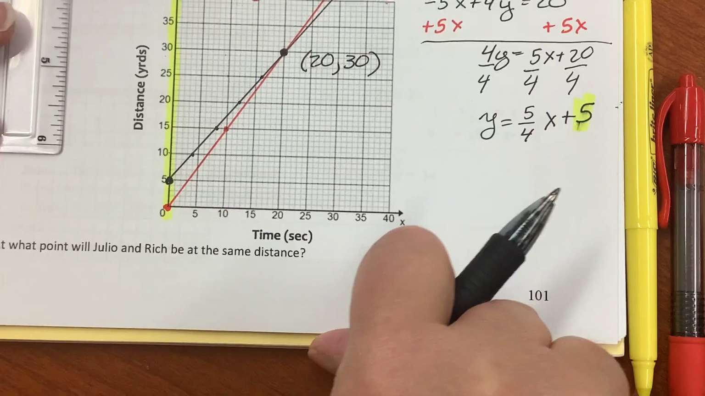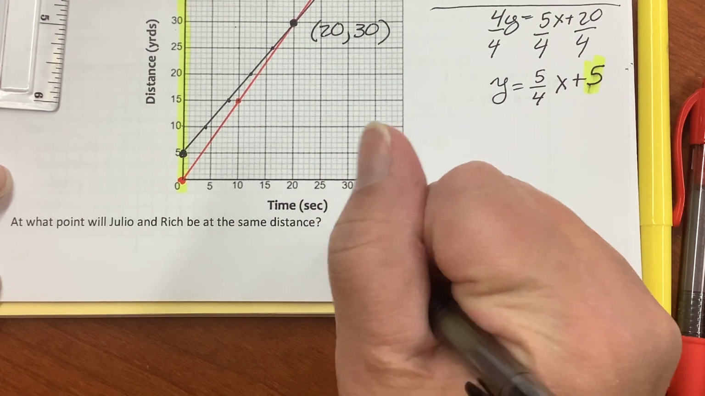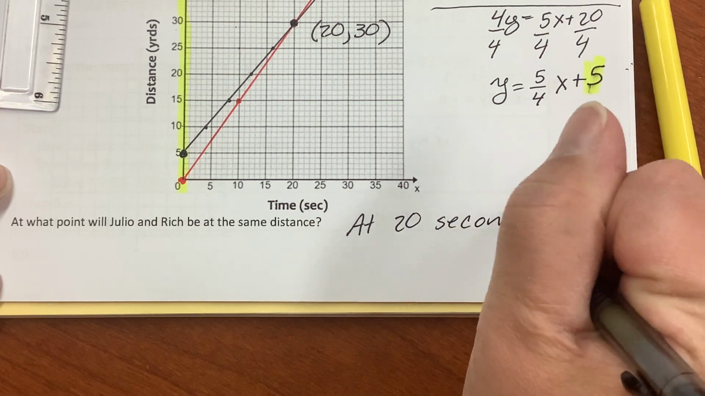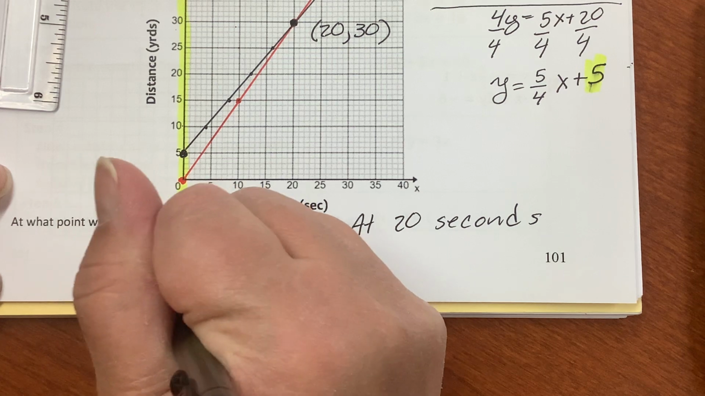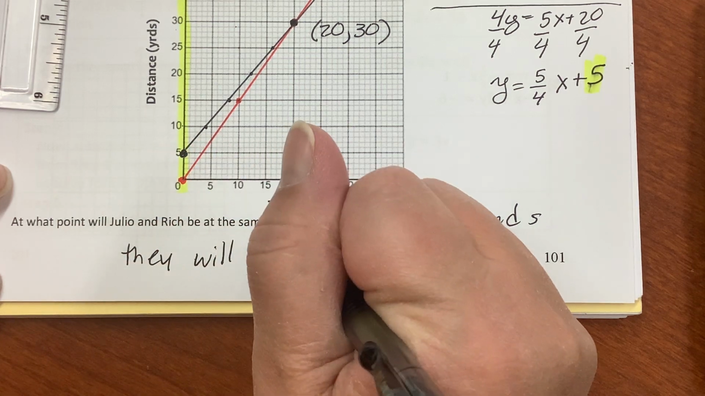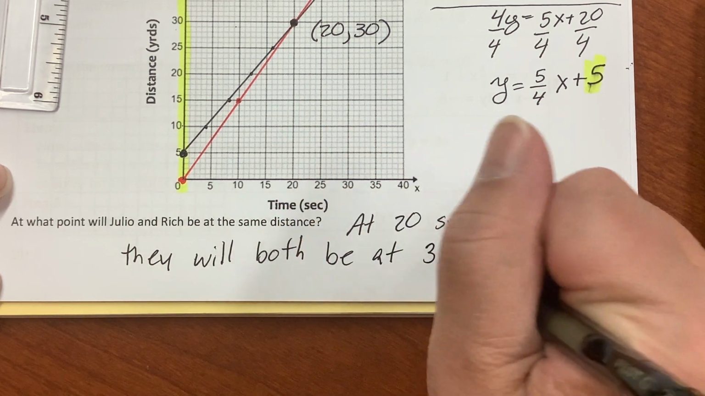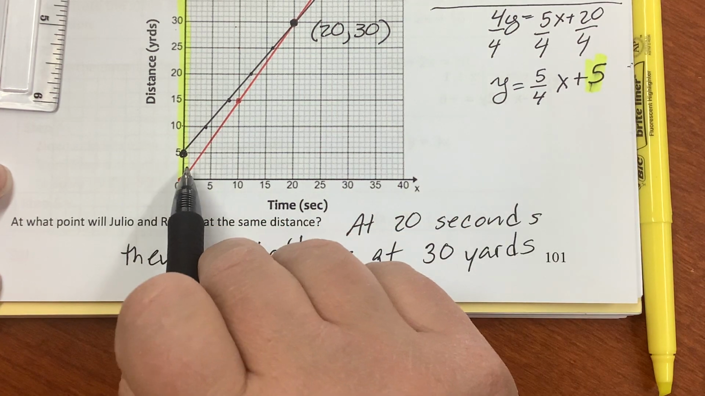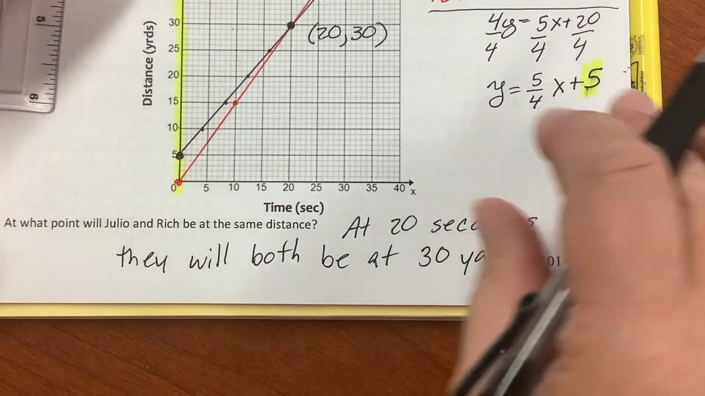Okay. At what point will Julio and Rich be at the same distance? At 20 seconds, they will both be at 30 yards. Actually, that's probably the distance where Julio passes Rich, because Rich kind of started out ahead.